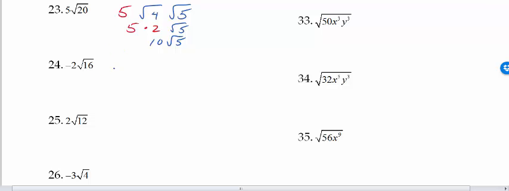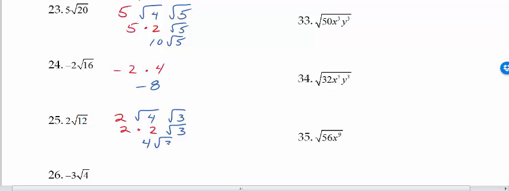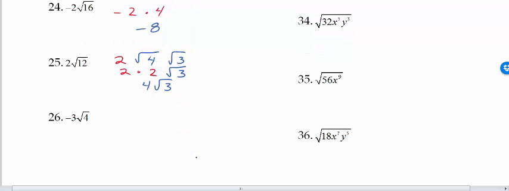The negative 2 comes down, just like before, and the square root of 16 actually comes out as a 4. That gives us an answer of negative 8. The 2 is carried along, and the 12 is broken down into a 4 and a 3. Square root of 4 is 2. Square root of 3 comes along, leaving us an answer of 4 root 3. The negative 3 comes down, and the square root of 4 is just 2, which gives us an answer of negative 8.